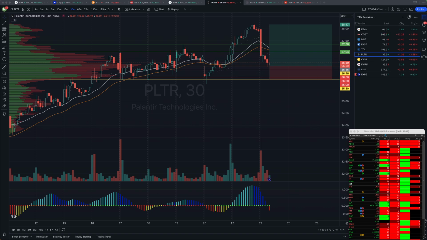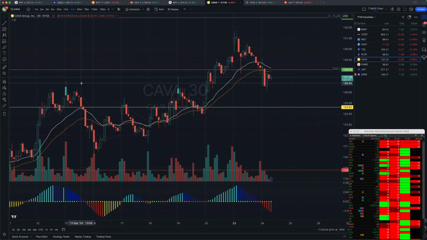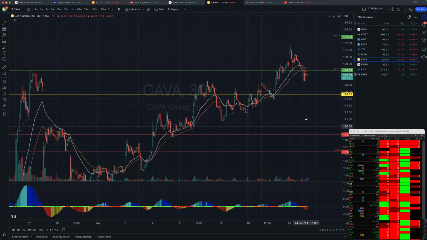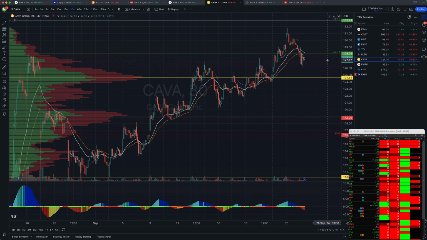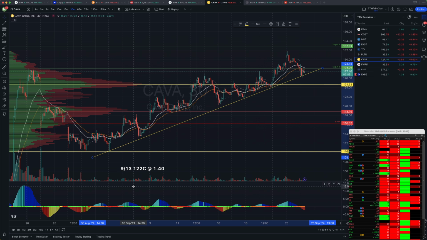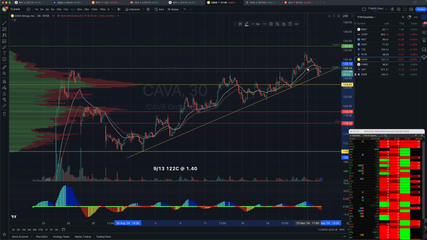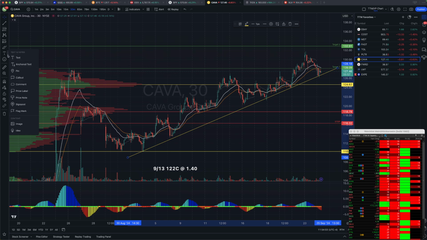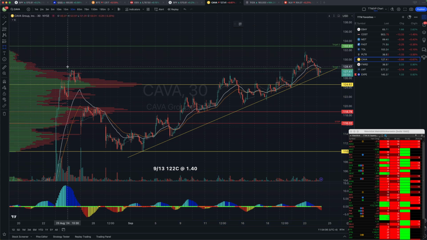You want to look at Kava on a 30-minute. Man, Kava's been great, hasn't it? I mean, look at that trend. Right into that trend line, into a bit of VP right there. It's trying to hold this previous sort of resistance level. What was resistance becomes support.